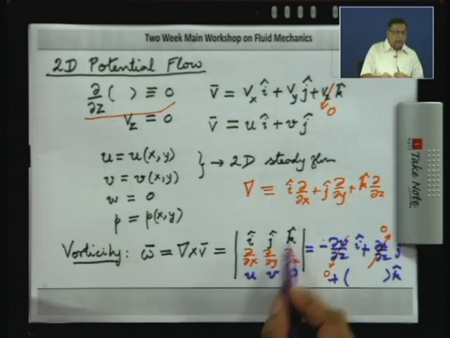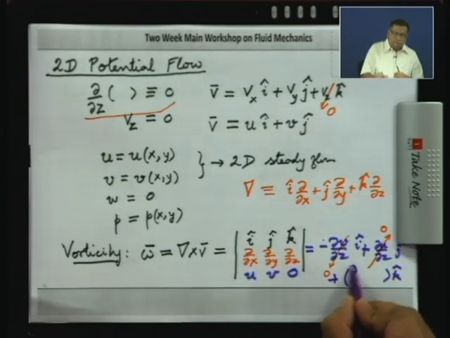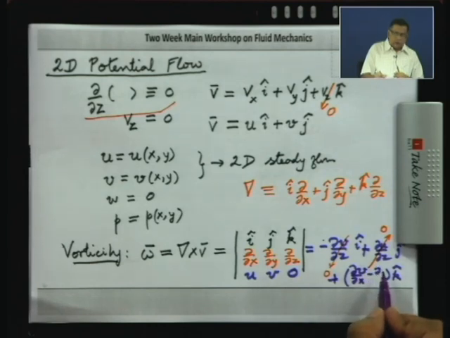So, it is k times this subdeterminant. So, we are going to have del v del x minus del u del y.